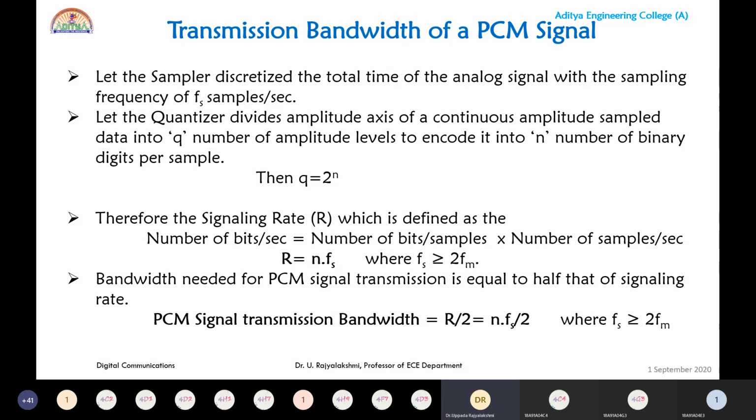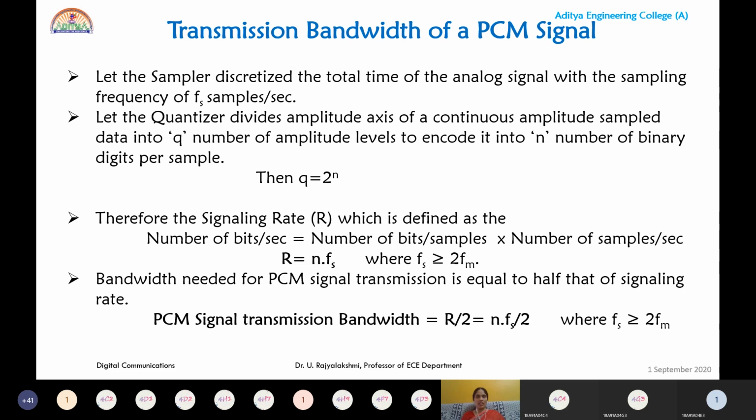Now, how can you define the signaling rate? Here we are defining a new term called signaling rate. So what is signaling rate? It is generally defined as the number of bits transmitted per second. It is also called the information rate. So what is this R here? R is what you can call the signaling rate or information rate. It is the number of bits transmitted per second.